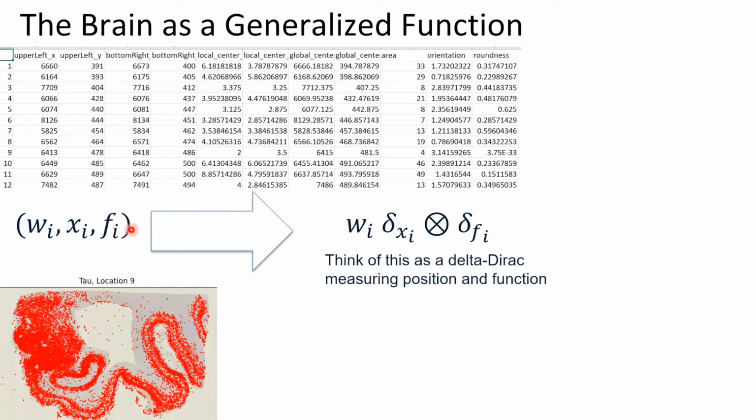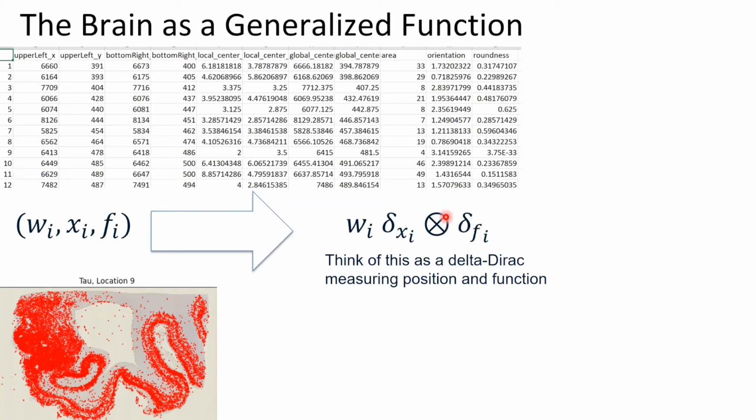So we essentially lift every point. So every point in this list, we lift to be a generalized function, which we now think of like an image. So it has a weight. We have position in the feature space of space, and we have function position in the feature space of function.